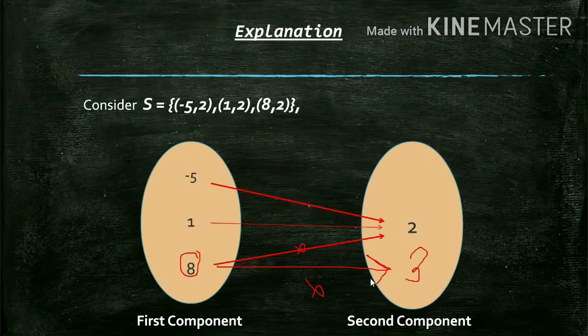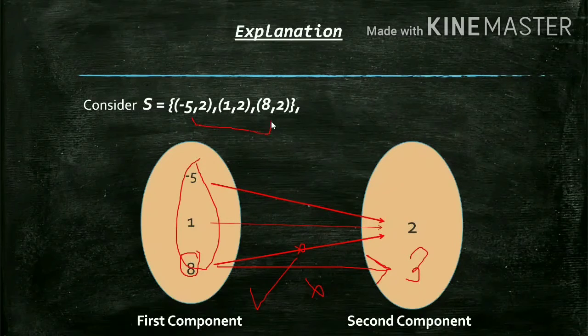If I did not have this line but just had -5 mapped to 2, 1 mapped to 2, and 8 mapped to 3, then it would be a function, because now 3 has first component 8, 2 has 1 and 2 also has -1. First components are not the same for any two different ones. Correct? If this method is not clear, then you may look at the first method that I just told.